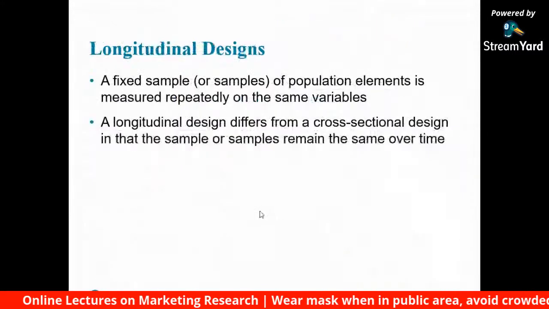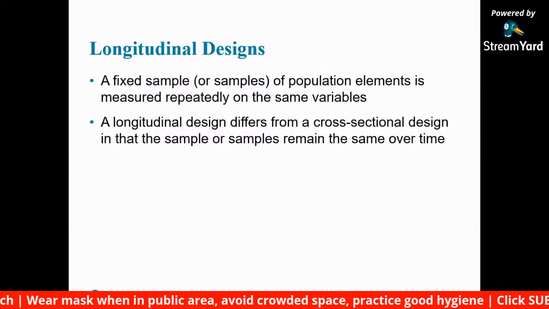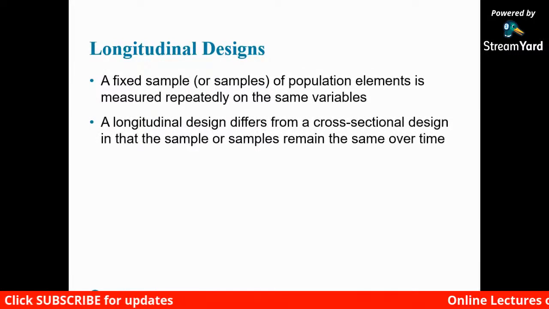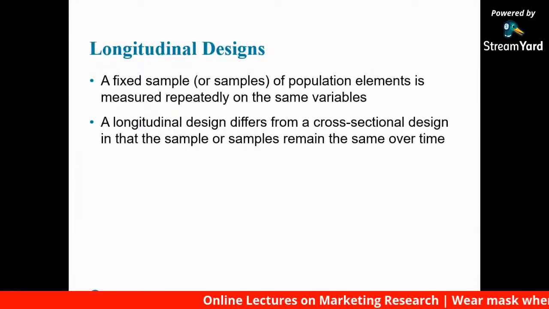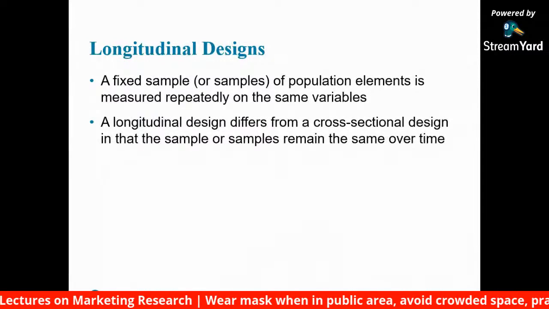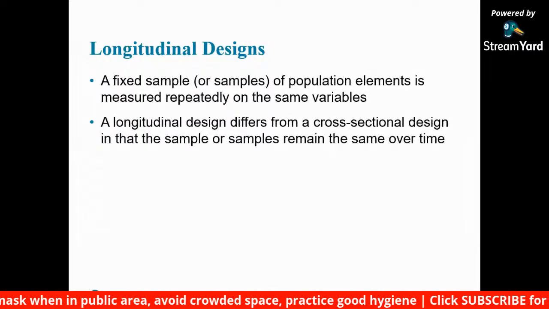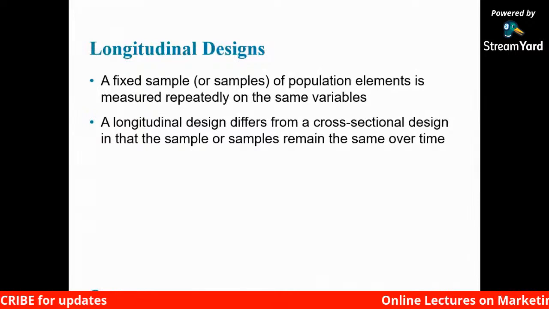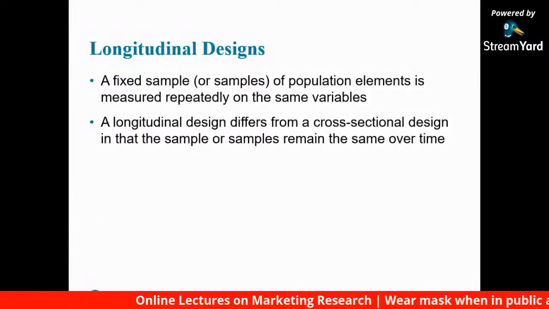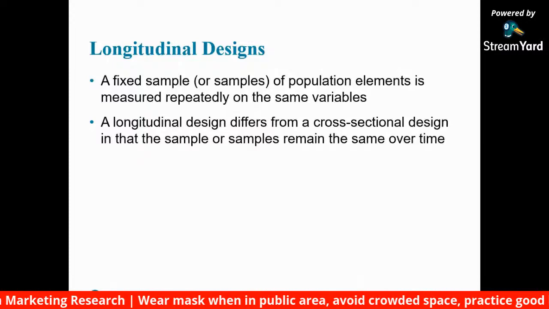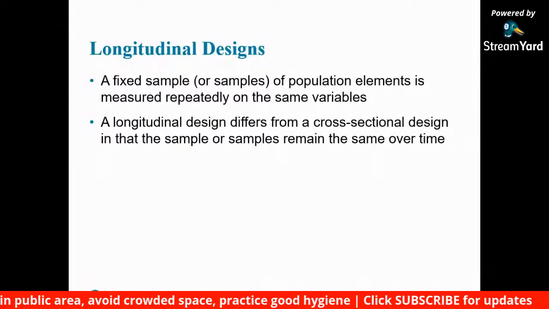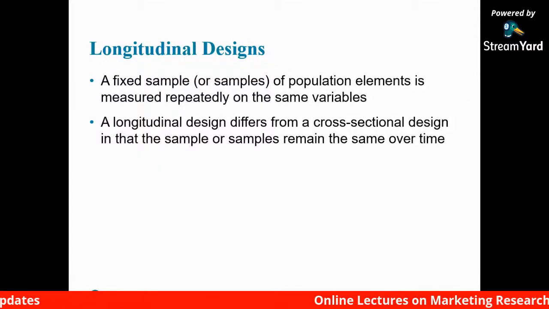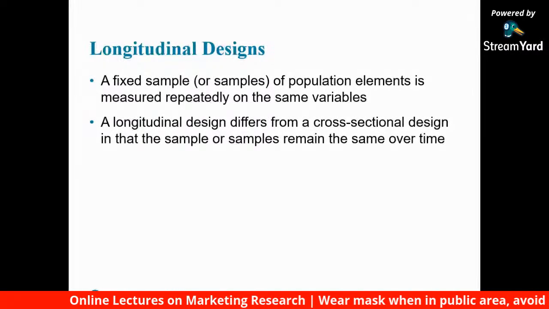Okay, let's move on. Longitudinal design is the opposite of cross-sectional. As we remember, cross-sectional has two types, single and multiple cross-sectional, and paired to cross-sectional design is longitudinal design. For longitudinal, a fixed sample of population elements is measured repeatedly on the same variable. Same sample, same variable, but taking the data at two different times. Normally start and end.